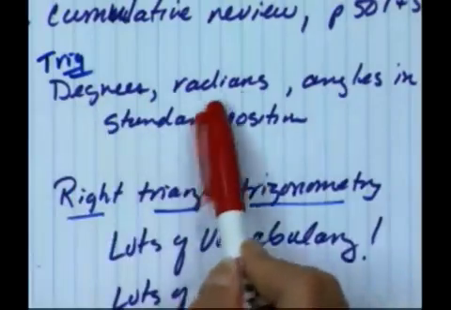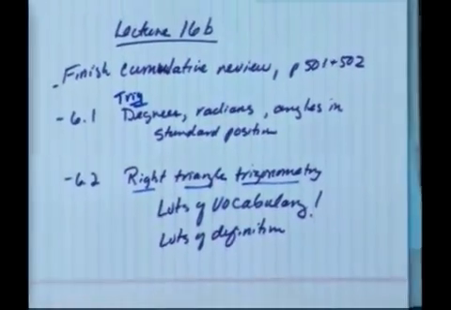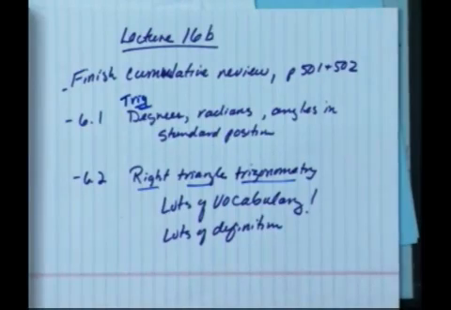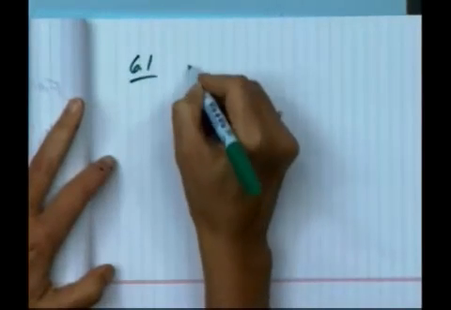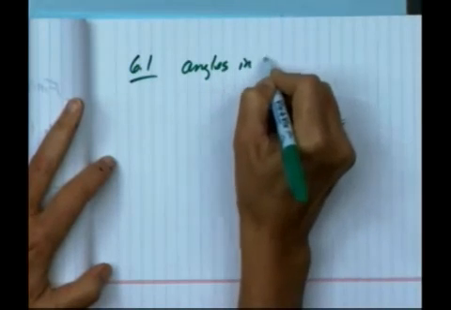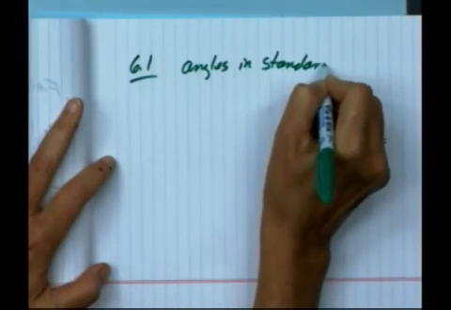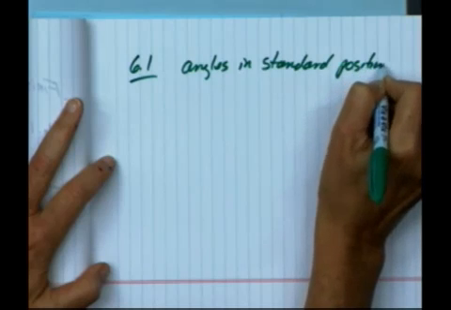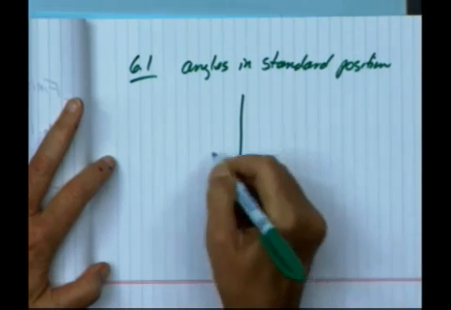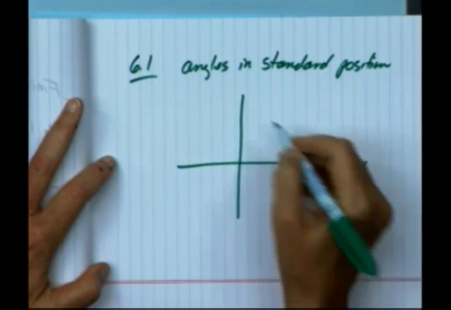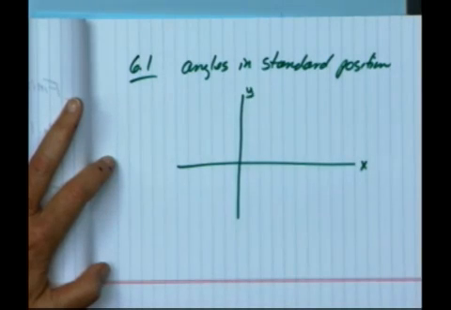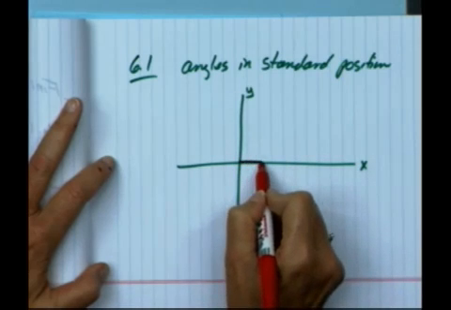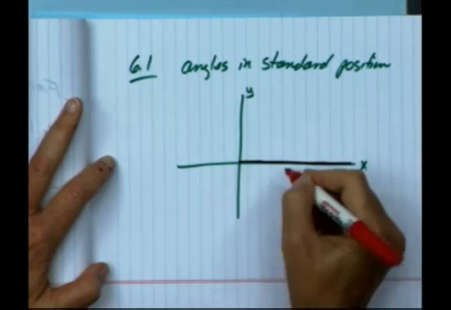Okay? All right, so I called this degrees, radians, angles, and standard position because we have to get our vocabulary straight. So 6.1, angles in standard position. Who can tell me what that is? Where's the initial side of the angle? At the origin, on the positive x-axis. So this is called the initial side, along the positive x-axis.